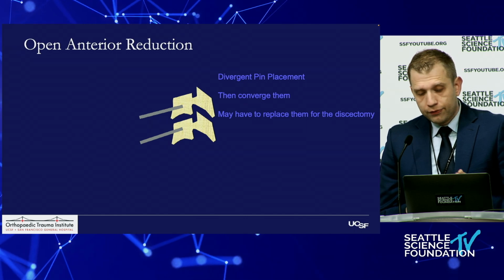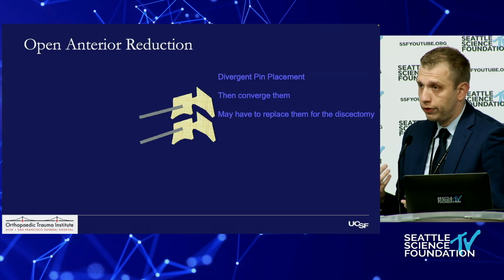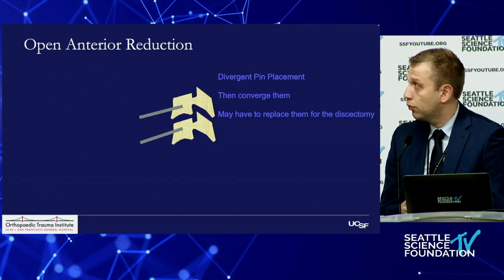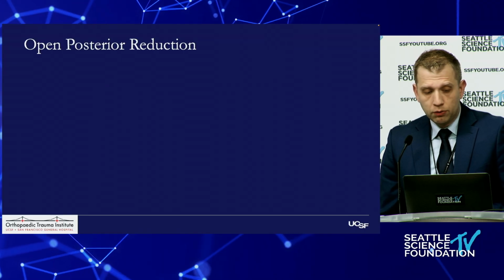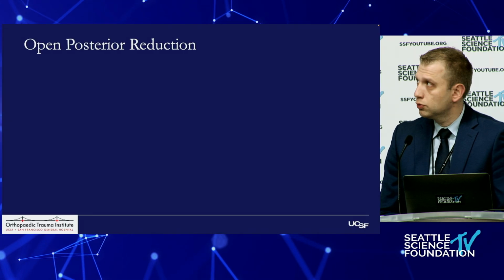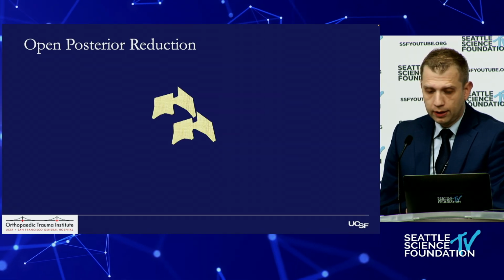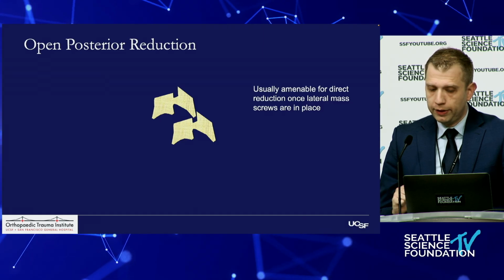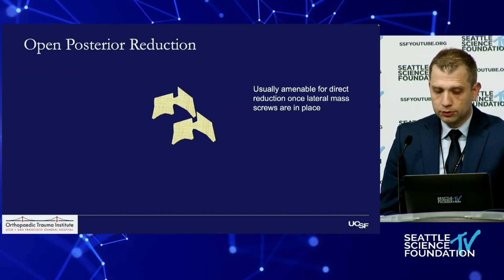And so after you've brought them down, you may then want to replace them for the discectomy itself, depending on whether they're underway or if you want to bring in that lordosis. Now, when looking at open posterior reduction, there are a number of ways one could do this. Generally speaking, here we've got our joint facets again, and it's usually amenable for direct reduction once the lateral masses are placed.